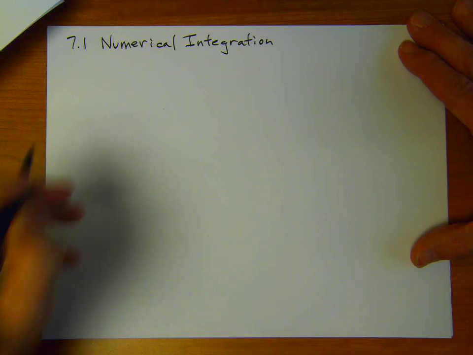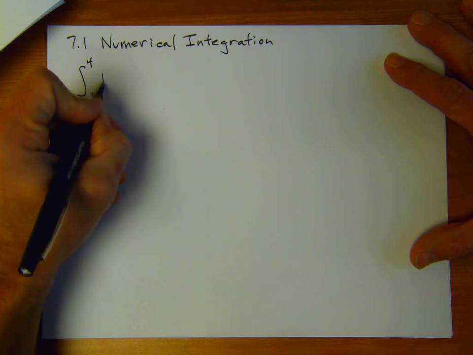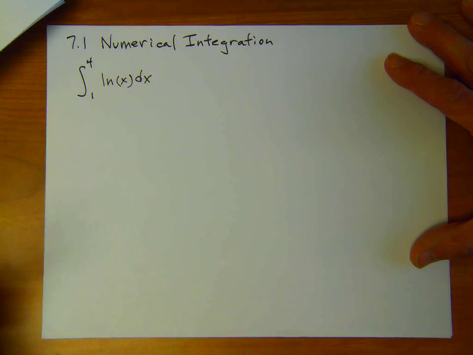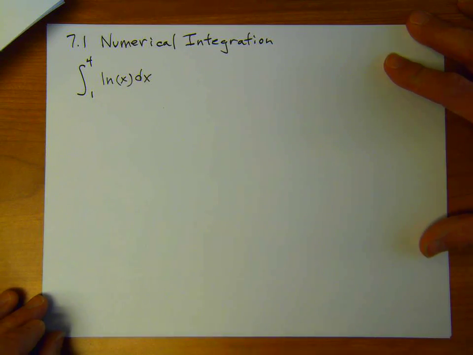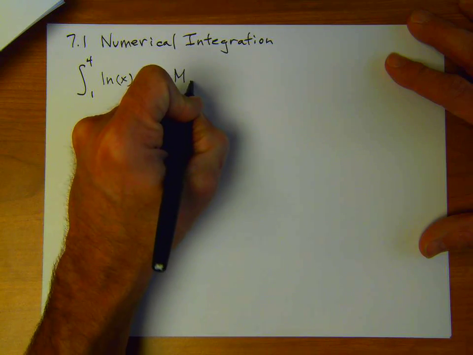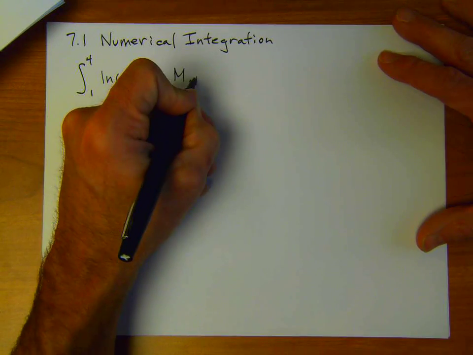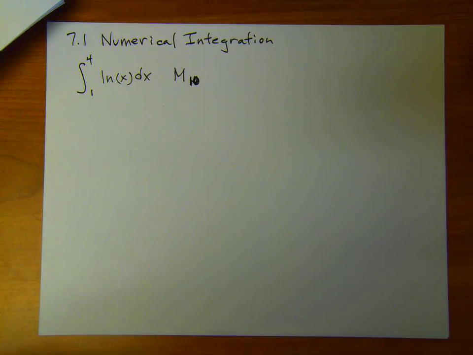So the first one is number 32 from the text, and for this integral, we're looking for the area under the curve from 1 to 4 of natural log of x. First, it asks us for M_n. Sorry, in this case, it's M10, right? So specifically for M10, it wants to know if it's going to be an underestimate or an overestimate.